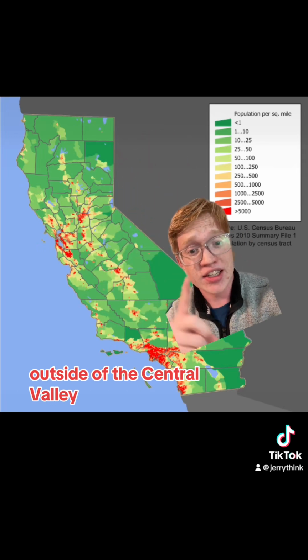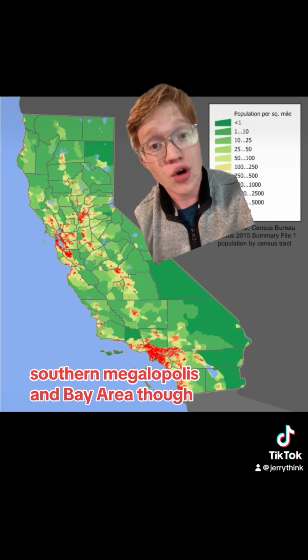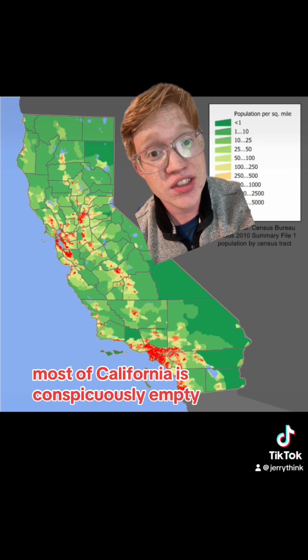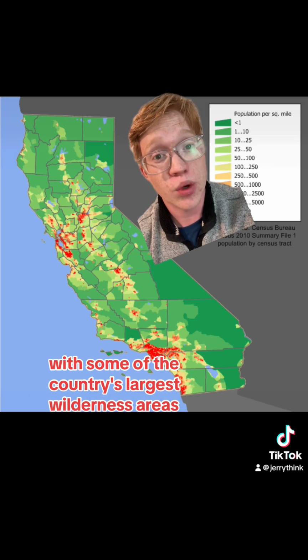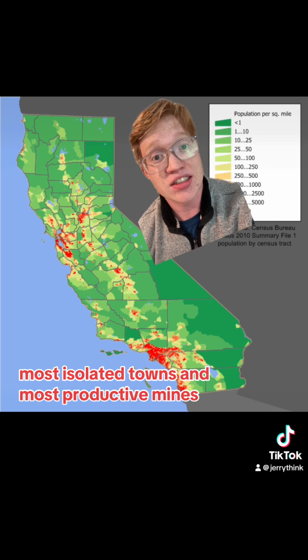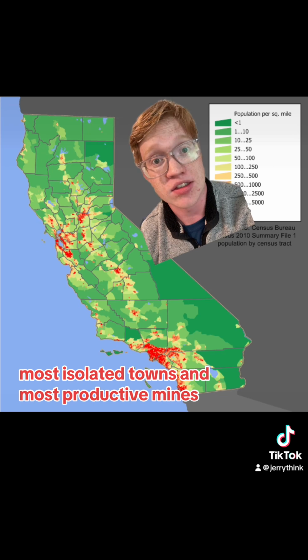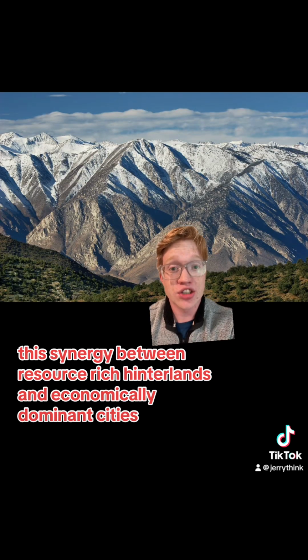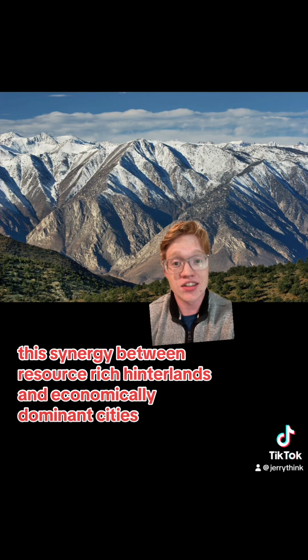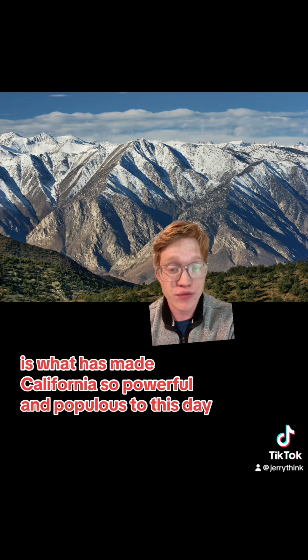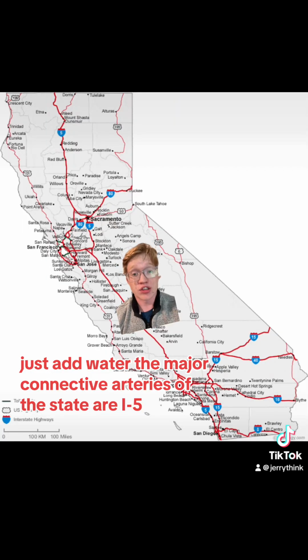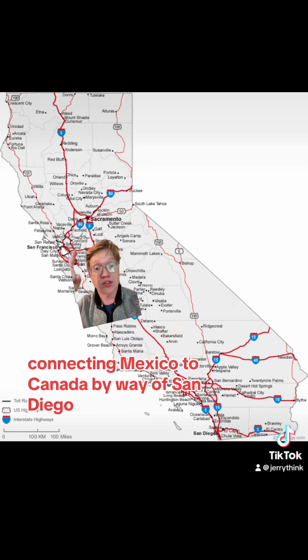Outside of the Central Valley, Southern Megalopolis, and Bay Area, though, most of California is conspicuously empty, with some of the country's largest wilderness areas, most isolated towns, and most productive mines. This synergy between resource-rich hinterlands and economically dominant cities is what has made California so powerful and populous to this day. Just add water.